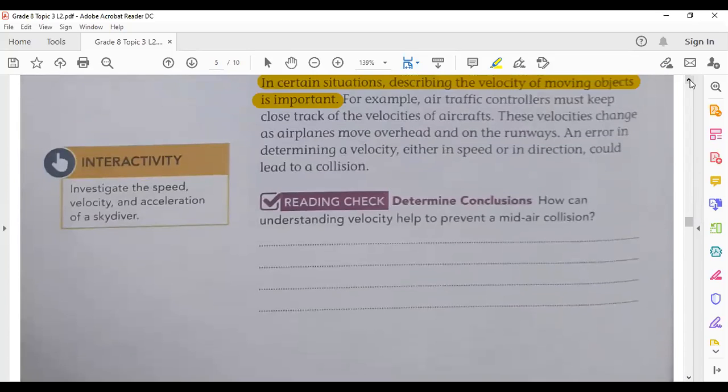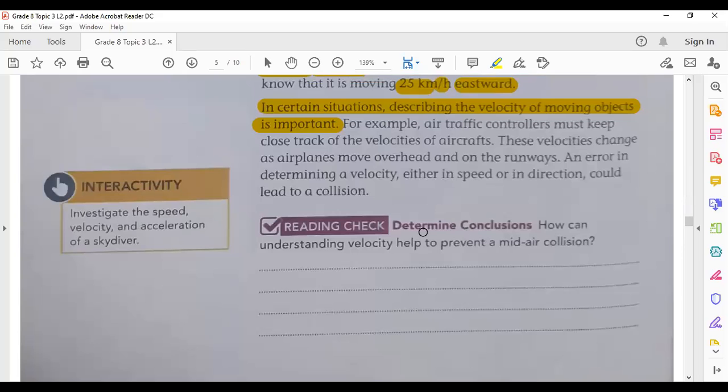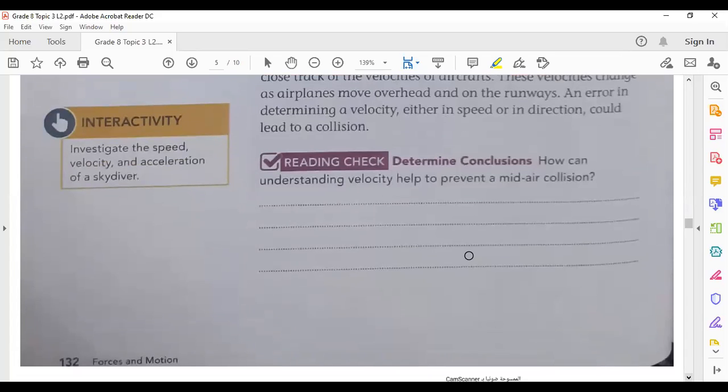Here we have a reading check. How can understanding velocity help to prevent a mid-air collision? Mid-air collision means two planes colliding with each other, collisions that happen in the air. How can understanding velocity help to prevent a mid-air collision? Can anyone answer this question? Okay, who can answer this question?